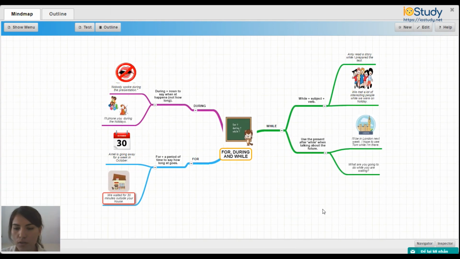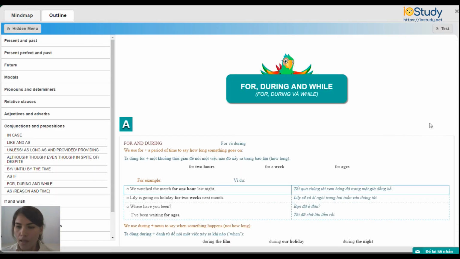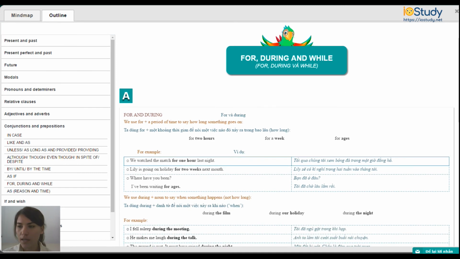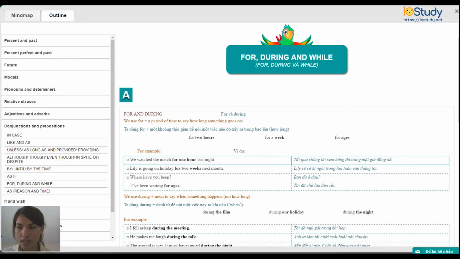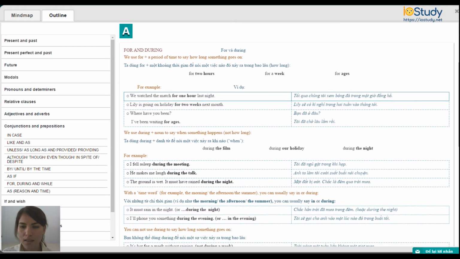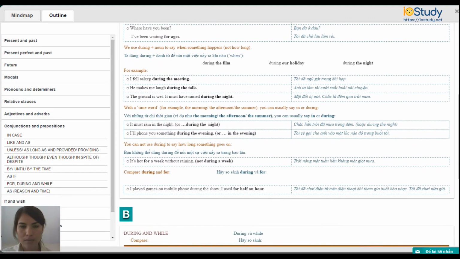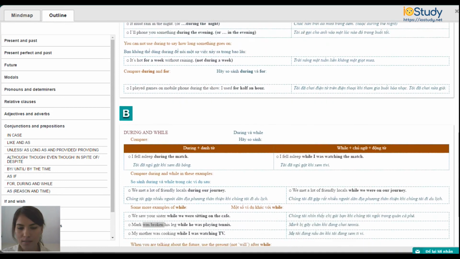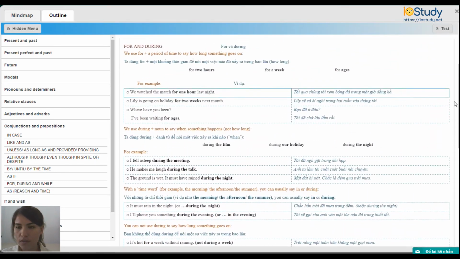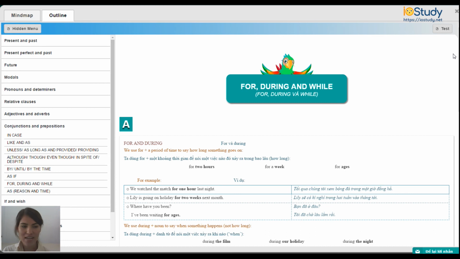Okay, so here is your total mind map for using for, during, and while in a sentence correctly. You can refer back to this for your information. Now let's go to the outline. With the outline, you can learn many more things about for, during, and while. These are further explanations that you can read before you take the test. There are explanations, and following the explanations, we have examples of sentences. So there's your outline. Okay, so next video we will take the test and talk about the answers.